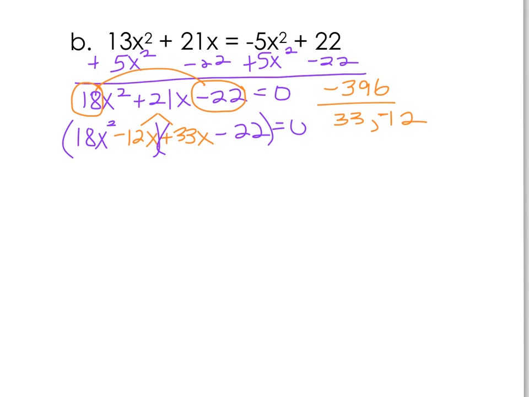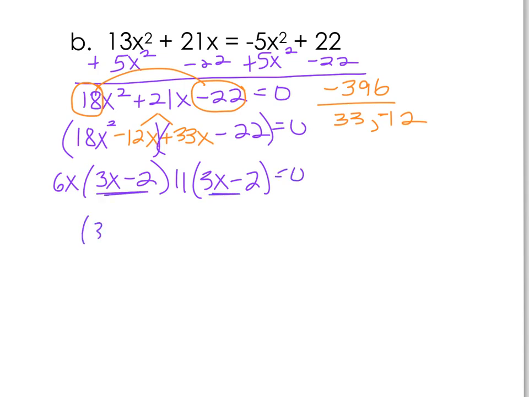Now for 18x minus 12x, I notice they have a 6 and an x in common, and that would give us 3x minus 2 in the parenthesis. For 33x minus 22, check this out. They have 11 in common. If we take 11 out of 33x, we get 3x. Minus 11 out of 22, guess what? We get 2. So at least our parentheses match. That's a good thing. That's one of our two factors. Then take the other numbers out in front, the 6x and the 11, and that creates our second factor.